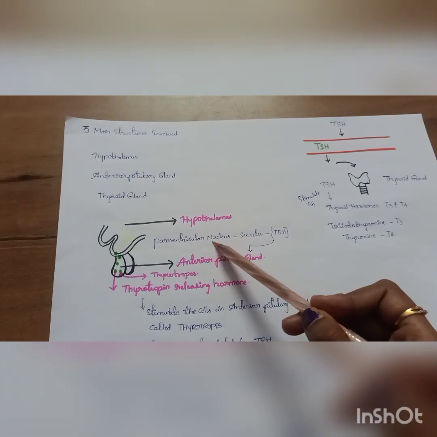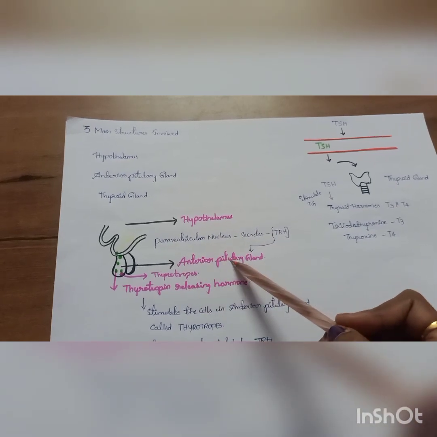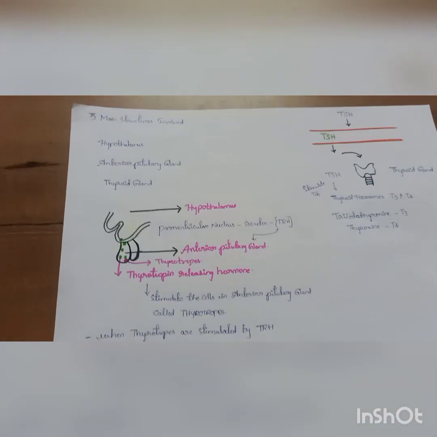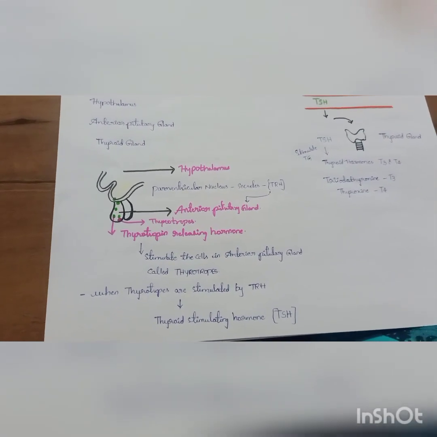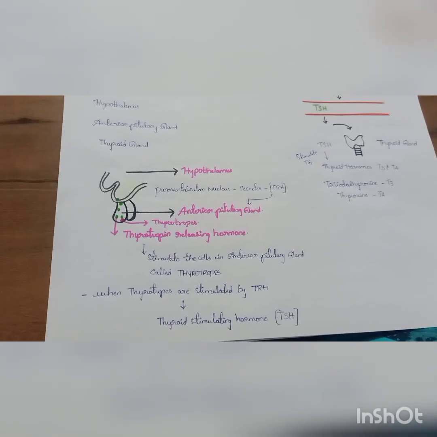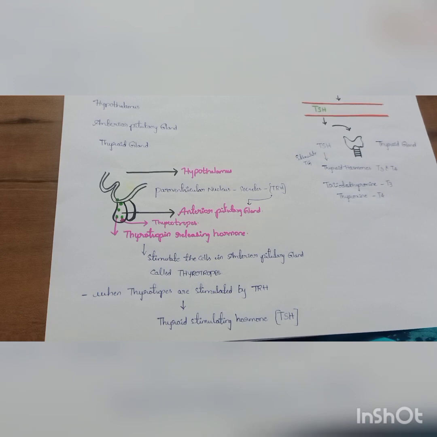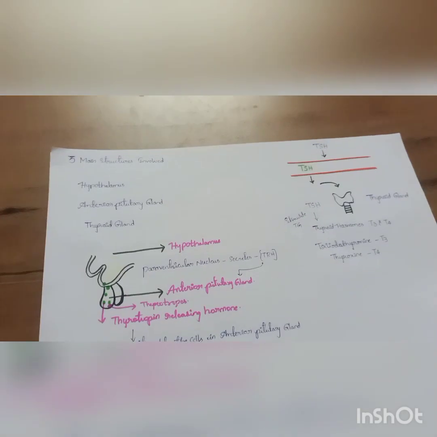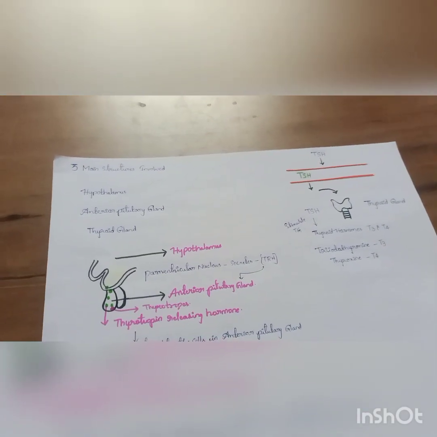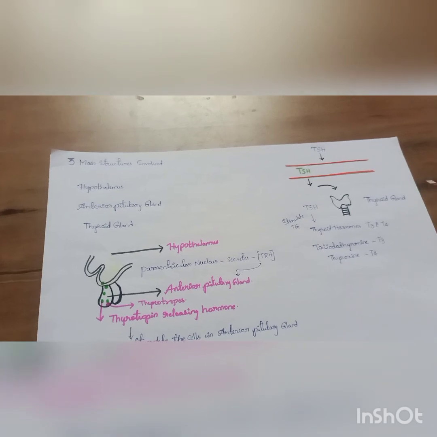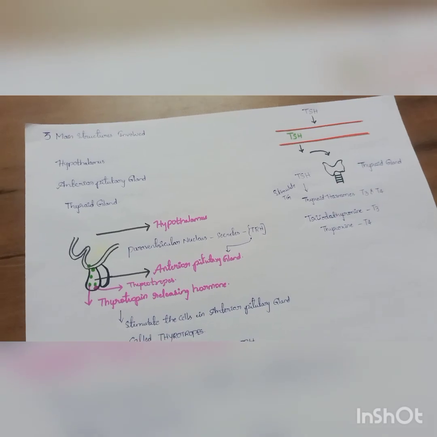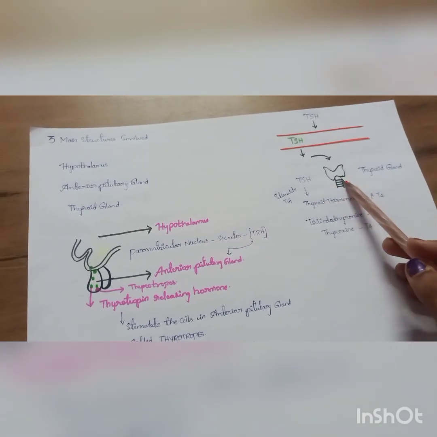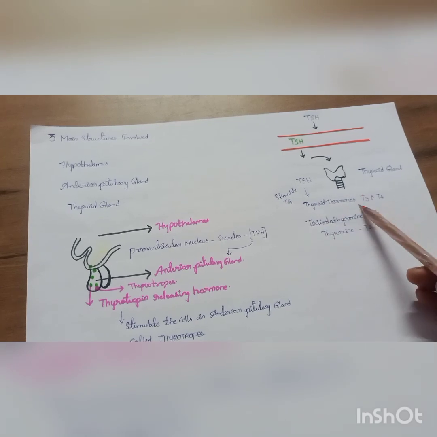This thyrotropin releasing hormone gets into the anterior pituitary gland and stimulates the anterior pituitary cells called thyrotropes. When the thyrotropes are stimulated by thyrotropin releasing hormone, thyroid stimulating hormone is released from the anterior pituitary gland. This TSH circulates in the blood and enters the thyroid gland, where it stimulates the gland to secrete the thyroid hormones T3 and T4.